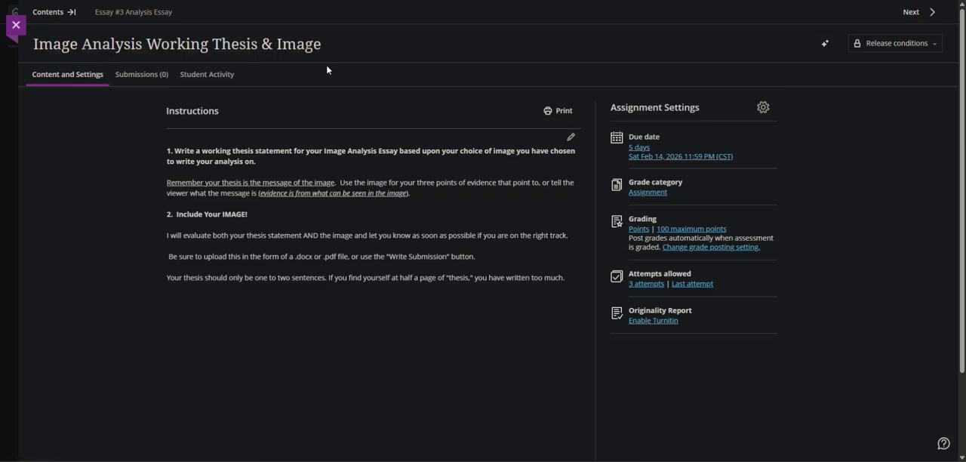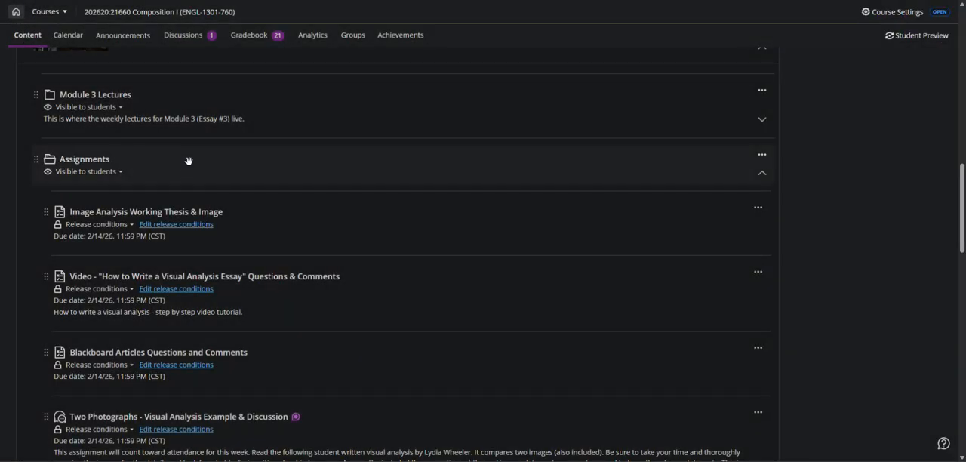So, the image analysis working thesis and image is going to count for attendance, meaning if you don't turn it in on time, you will be counted as absent for the week. So be sure to get that one in on time. It is really the most important one.